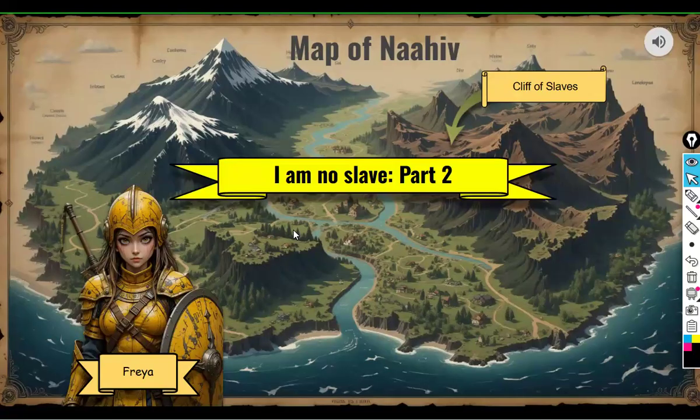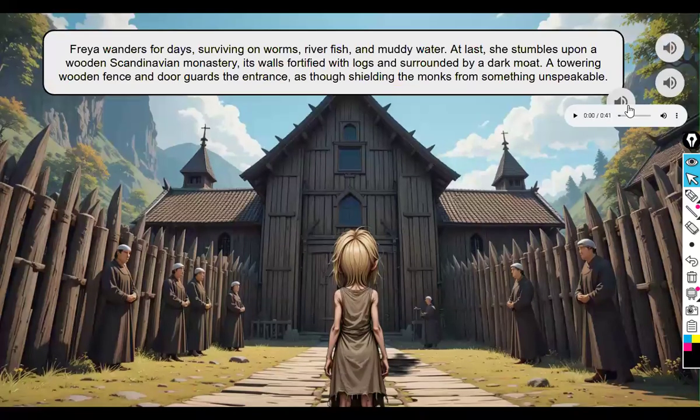Example. This is part 2, and this is where everything sort of ended up.